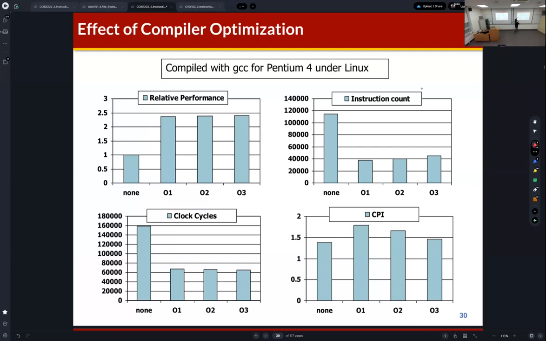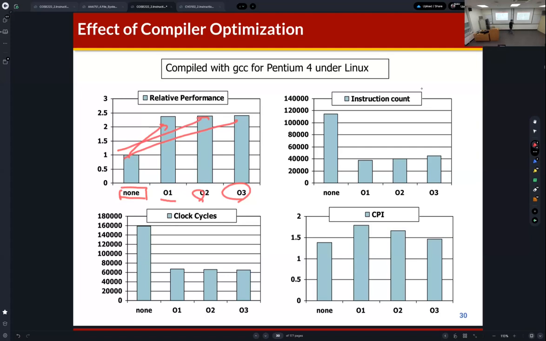But if we set the default optimization level for the GCC compiler, then we can generate more optimized code. So let's see this example, and this example shows the relative performance. So we set the performance of the non-optimized version as 1, and then we compare the performance of the other optimization levels, okay? And you can find that relative performance is improved. So if we set O1 for the GCC compiler, then the performance is improved by around 2.4 times compared to the non-optimized version. Then with O2 and O3, the performance is also improved.